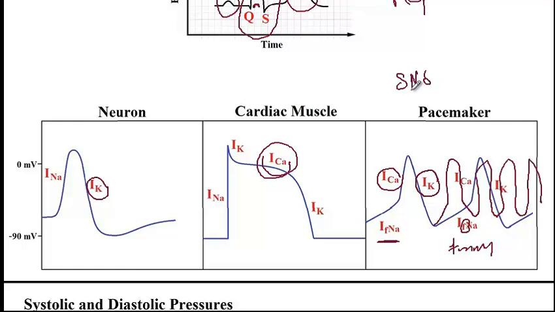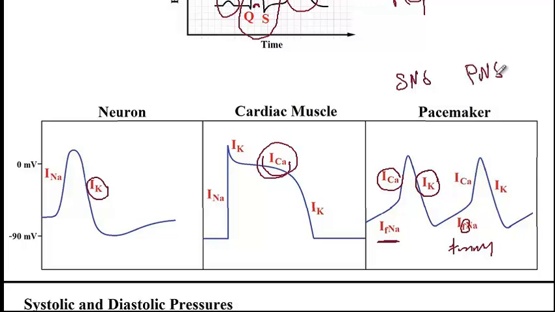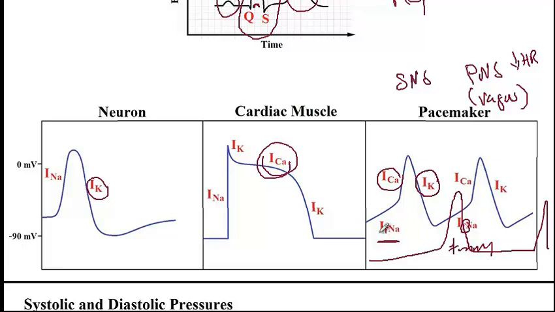All right, and so that's how the sympathetic nervous system increases the heart rate. The parasympathetic nervous system, or the vagus nerve, on the other hand, decreases the slope of the IFNA. And so it will take a longer time before the threshold is met. Therefore, the parasympathetic nervous system, or the vagus nerve, decreases heart rate by decreasing the slope of the IFNA.